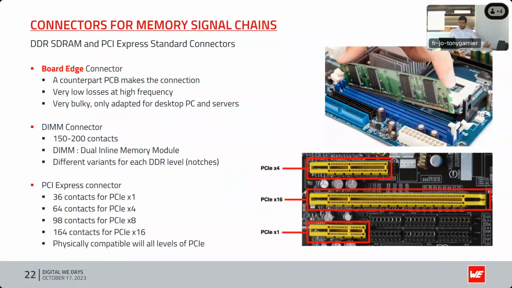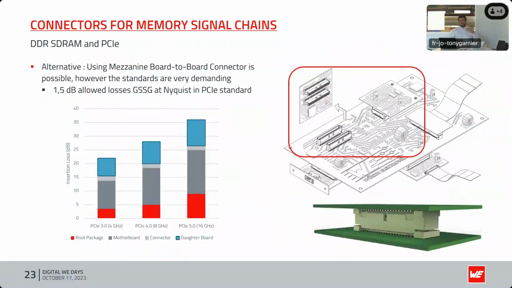The alternative is to use a board-to-board connector, of course, because the presentation is called like this. A mezzanine board-to-board connector can be used as a RAM connector or a PCI Express connector. The standards, you see, are very demanding. Normally, for a PCB connector, like we saw, a board edge connector, we only have 1.5 decibel losses allowed at the Nyquist frequency in the PCI Express standard. That is, if you keep the standard configuration.